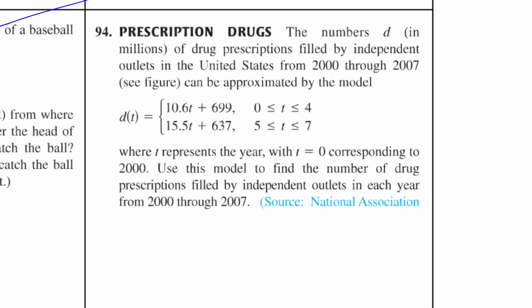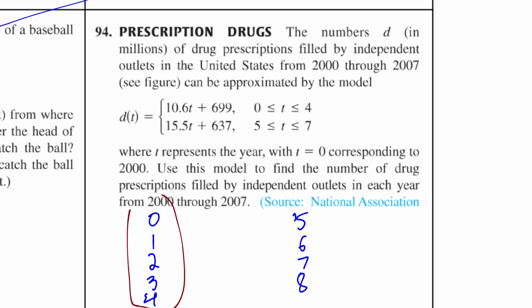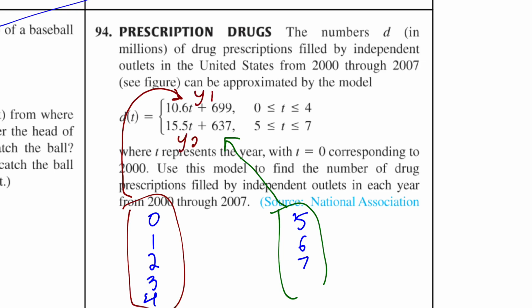So for these 8 years, we're going to do a table like this: 0, 1, 2, 3, and 4, and 5, 6, 7, and 8. And all of these will get plugged into this top equation. And all of these will get plugged into this bottom equation. And I think it actually stops at 7, not at 8, but it's the same idea. So I could go into my calculator and type this one in as y1 and this one in as y2.